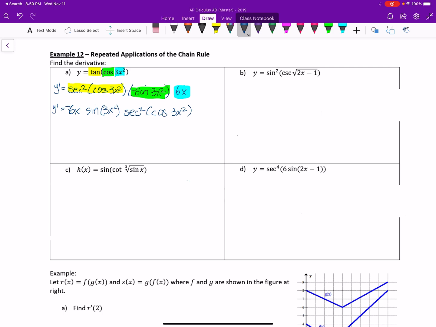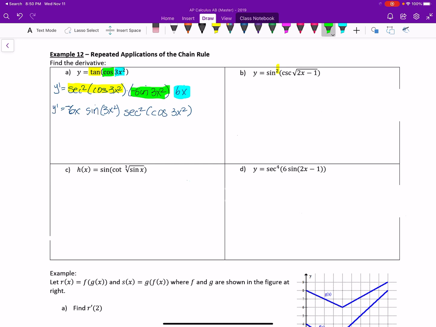That's part A. I'm going to leave part B and part D for you, and part C to try on your own. So I'm going to ask you to pause the video right now and try to find the derivative of each of these. And there's lots of layers. For the next one, the outer layer is actually the power that sine is raised to. So just be really careful with that one.